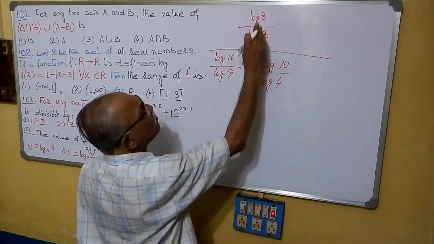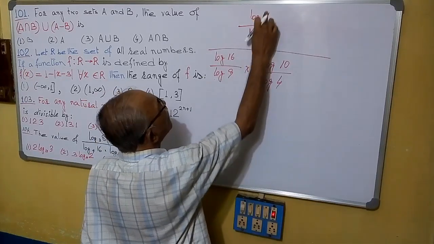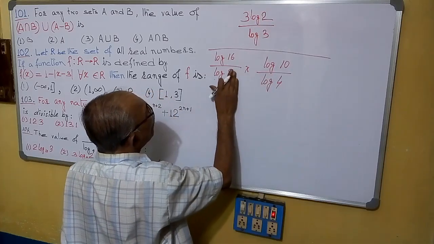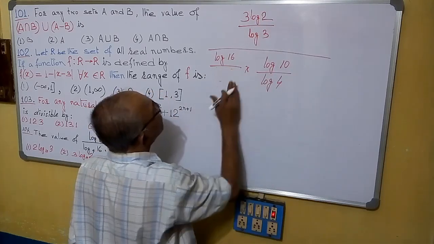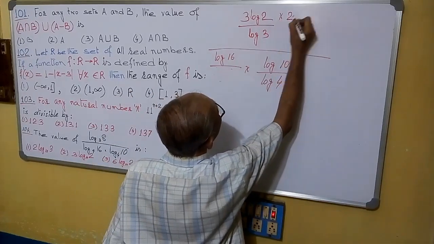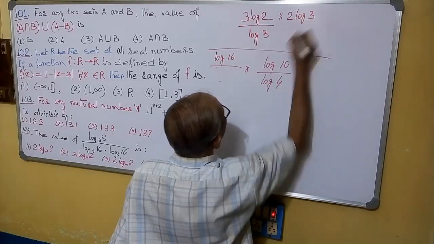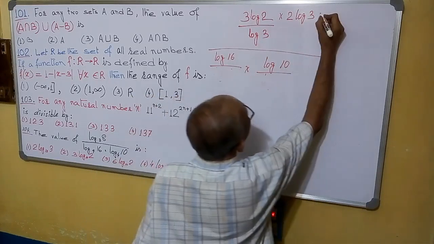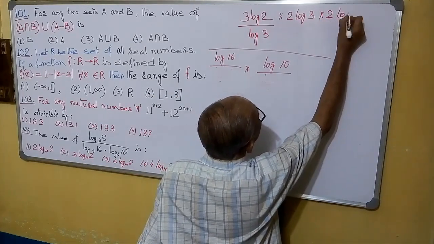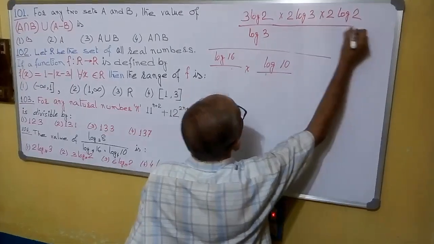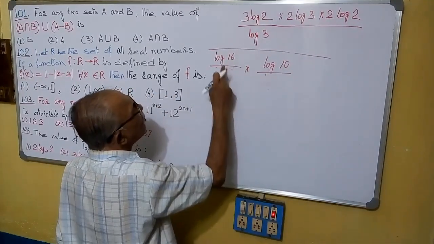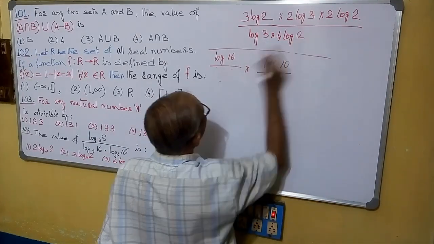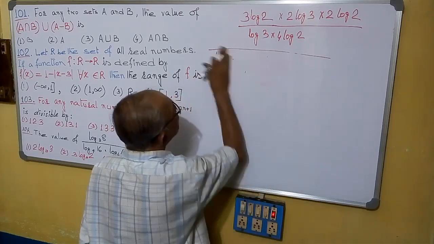Now log 8. 8 means 2 cube, we can write as 3 log 2. Then log 9 will go up. 9 is 3 square, so into 2 log 3. Log 4 will go up, 2 square, so into 2 log 2. Log 16 is 2 to the power 4, so into 4 log 2. And log 10 can remain as log 10.